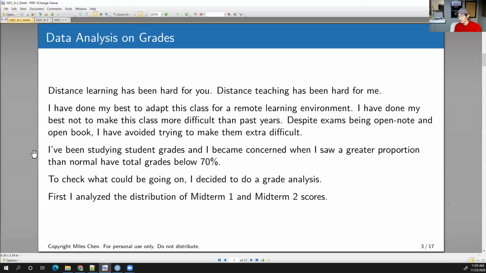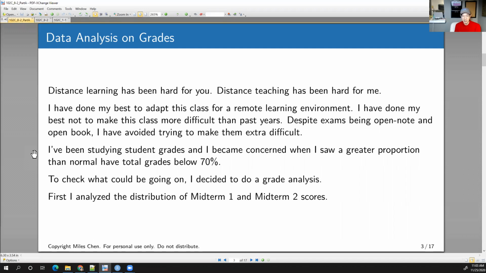I was wondering what changes and effects the pandemic has had. I've tried to do my best to adapt this class for a remote learning environment. I've tried to avoid making this unnecessarily hard, because I know the exams are open note and open book, and that's totally fine. But I've also avoided trying to compensate by making the exams unreasonably difficult because they're open note or open book. But when I saw more students below 70%, I became concerned.